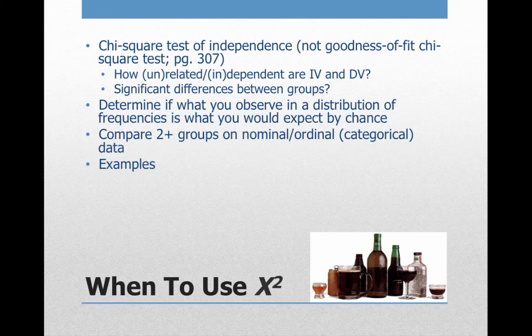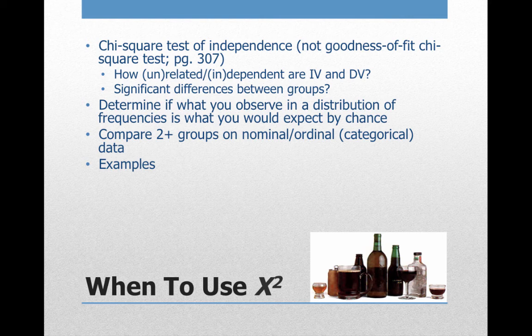Let's talk about when we use the chi-square analysis. If you notice, we didn't see that in the previous slide. The majority of our textbook is talking about the goodness of fit chi-square test, but we're not really going to be doing that particular test here. What you will be learning more so is the chi-square test of independence, which is a higher level statistical test when we're looking at chi-square analysis.